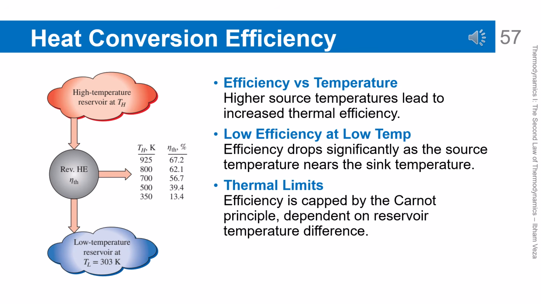Heat conversion efficiency increases when the source temperature becomes higher. If the source temperature approaches the sink temperature, efficiency drops drastically. This explains why high-temperature power plants are more efficient. Temperature difference is the main factor determining performance. All of this is still limited by the Carnot principle.